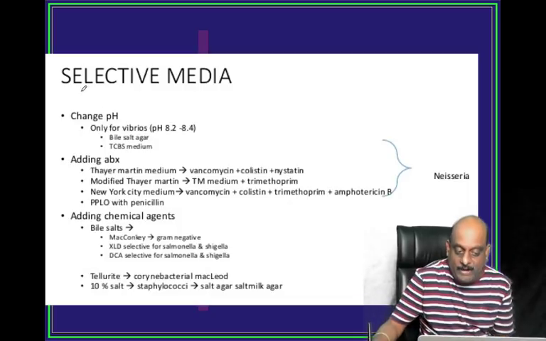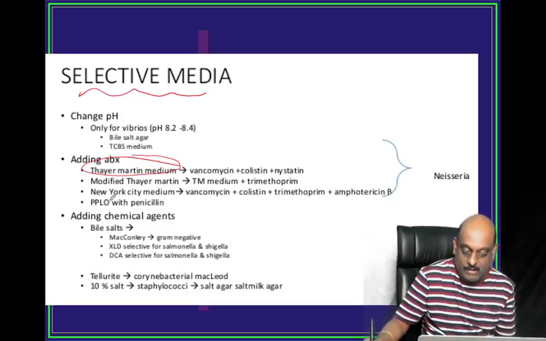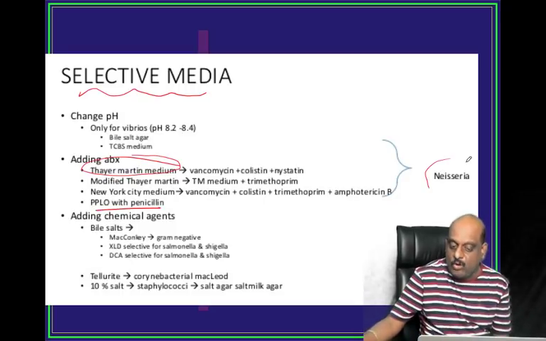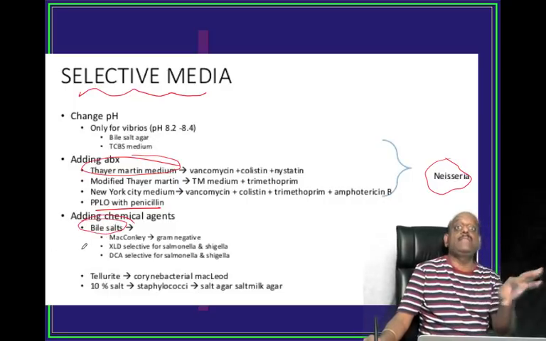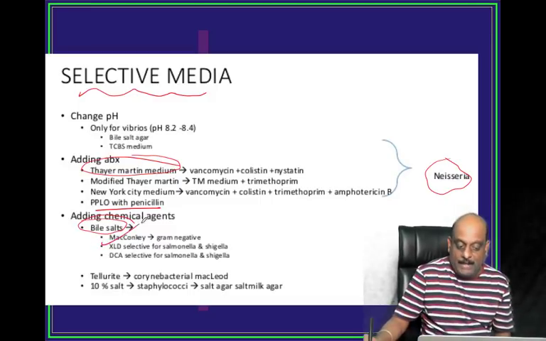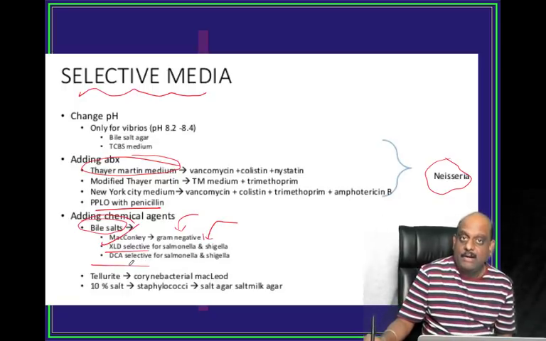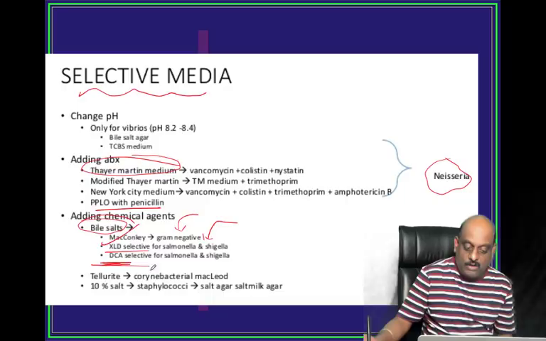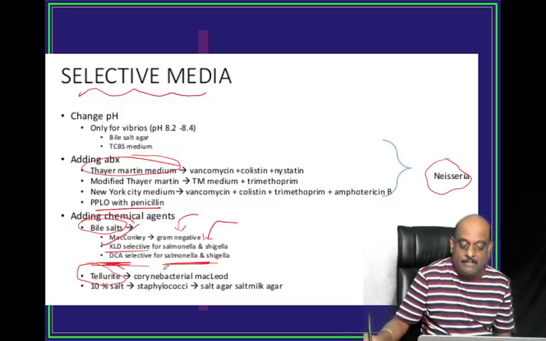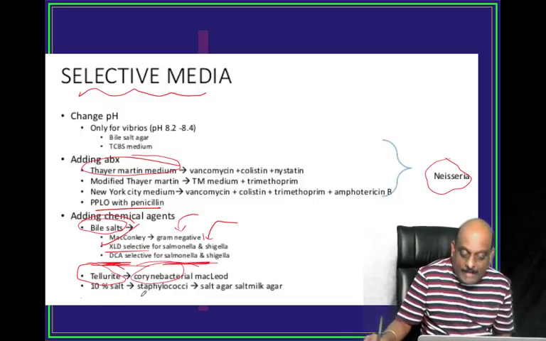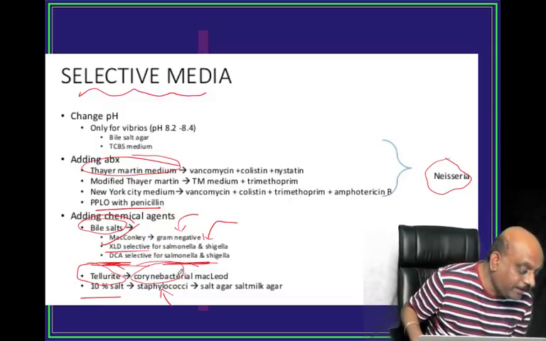Then similarly, selective medium, please don't forget. Thayer Martin, then PPLO with penicillin, they're all for Neisseria. Similarly, bile salts. Adding bile salts will make it a selective medium. Typically, MacConkey selective for gram negative. XLD selective for Salmonella and Shigella. DCA, deoxycholate agar, selective for Salmonella and Shigella. Then, similarly, tellurite medium is for the Corynebacterium. 10% salt is selective for Staphylococci. Salt agar is what you need to remember.